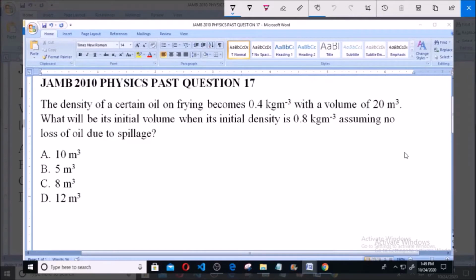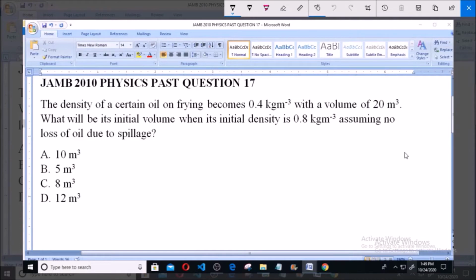I will be answering Jamb 2010 Physics Past Question 17. The density of a certain oil on frying becomes 0.4 kg per meter cube with a volume of 20 meter cube. What will be its initial volume when its initial density is 0.8 kg per meter cube, assuming no loss of oil due to spillage? A. 10 meter cube, B. 5 meter cube, C. 8 meter cube, D. 12 meter cube.